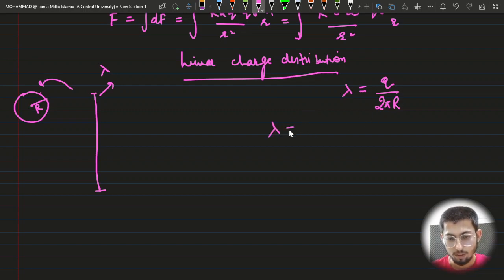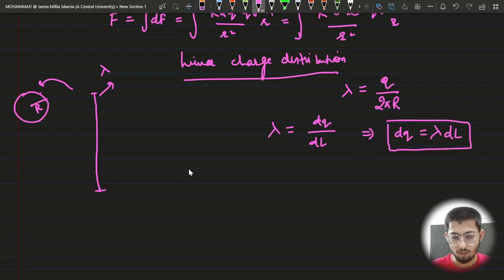Furthermore, this lambda can be written as dq by dl. So dq equals lambda dl. Now you can find dF.